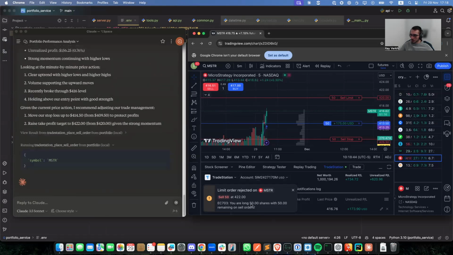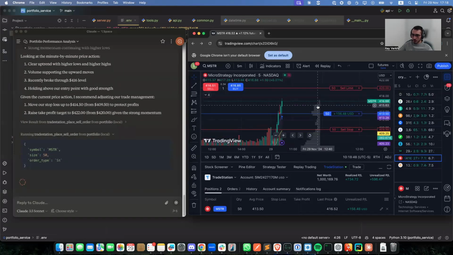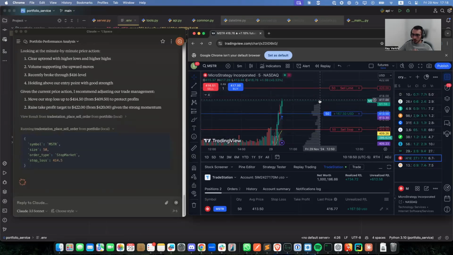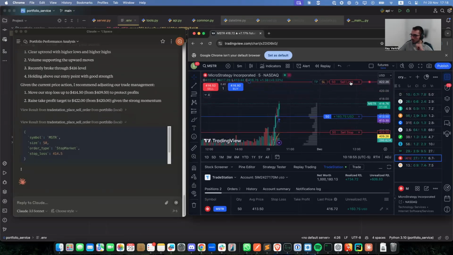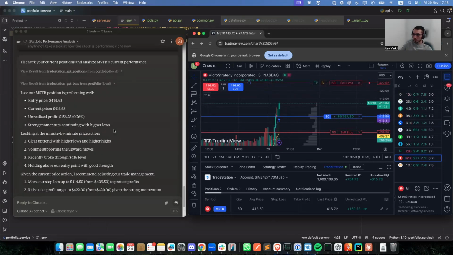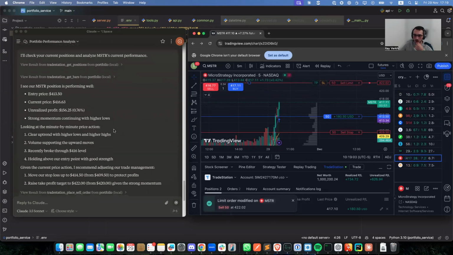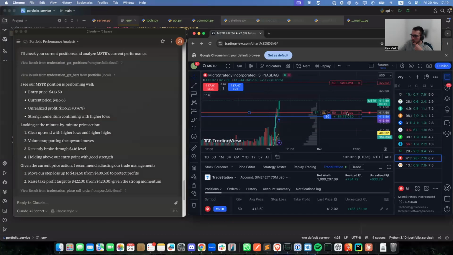Got rejected. Right, so there's a little bit of a bug, but basically he wanted to move this to 422, so I'm gonna just do it manually. I just haven't implemented updating orders yet, so that's why it happened. And he wants to move the stop loss up to 414, which would lock us in profit, it seems.